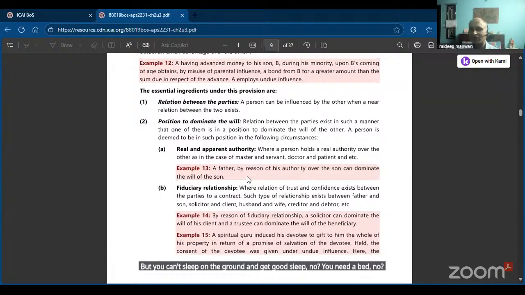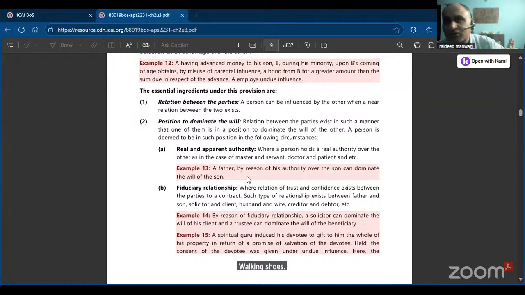No, sir. Money can't buy you health. But you need a running machine, a treadmill. That only money can buy. Walking shoes. Understood? So don't even think of this. Money is good, but obsession with money is not good.